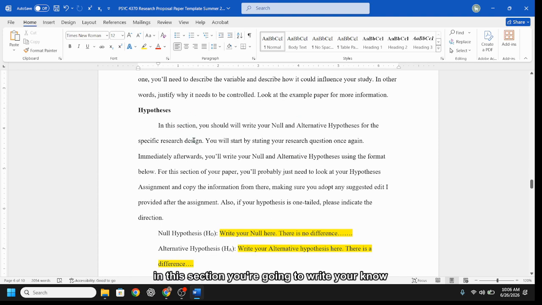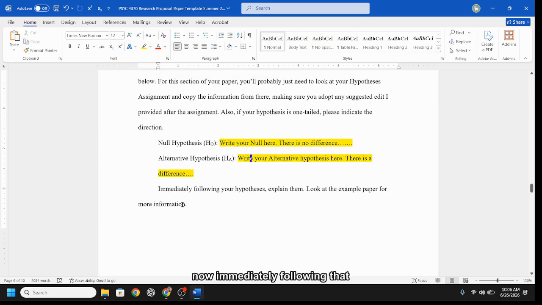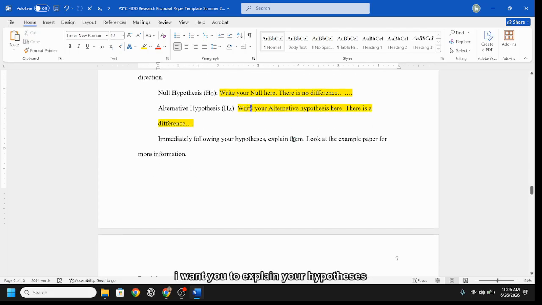In this section, you're going to write your null and your alternative hypothesis, and you're going to put them right here, and this is formatted specially so that everything is bumped over a half inch. Now, immediately following that, I want you to explain your hypotheses. And by that, I mean tell me what the null is and when you're going to reject it. Tell me what your alternative is and tell me when you are going to reject the null and adopt that alternative.